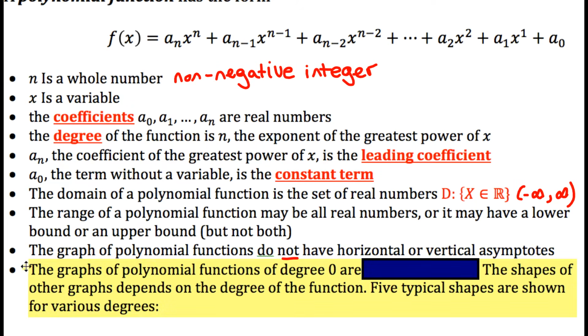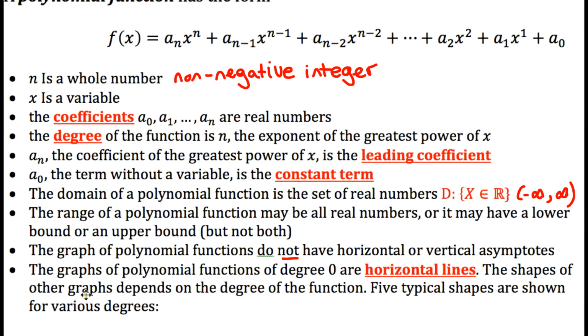Last bullet point, I just want to remind you that if we have a polynomial function of degree 0, so for example like y equals 7, that would just be a horizontal line. The shapes of the graphs are always going to depend on the degree of the function and also its leading coefficient.